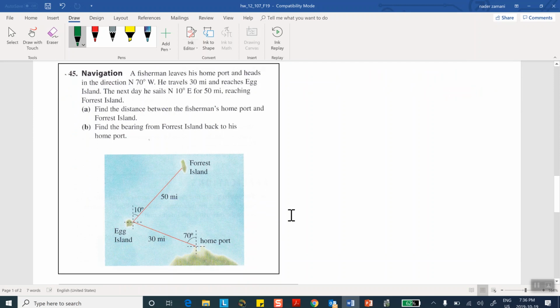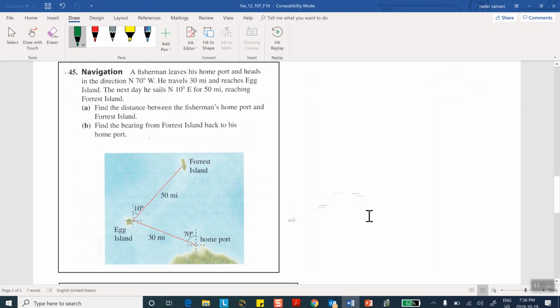Now here's another problem. This is number 3, so let's do this one. A fisherman leaves the home port, here's the home port down here, and moves to the northwest by 30 miles in that direction, and then reaches Egg Island, and then moves northeast to Forest Island, 10 degrees and 50 miles. The question is, what is the distance between the fisherman's home port and Forest Island?